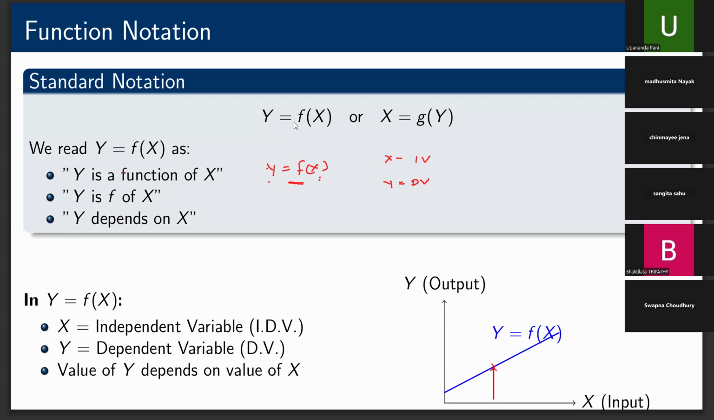Look here. Your f is a functional notation, but in the second case, g is a functional notation. Why does the functional notation change? Because the rule binding x and y in the first case will be different from the rule that is combining x with y in the second case. Is this clear?